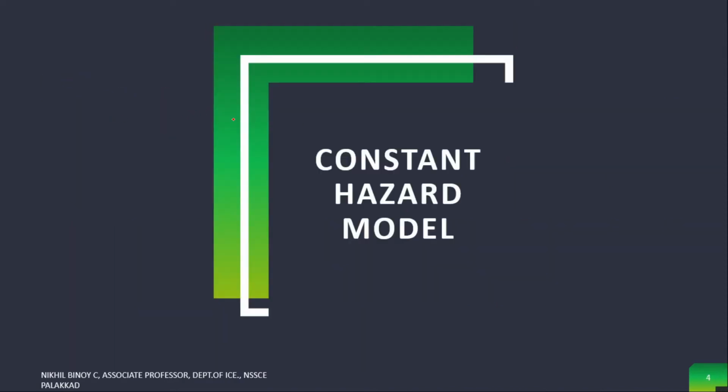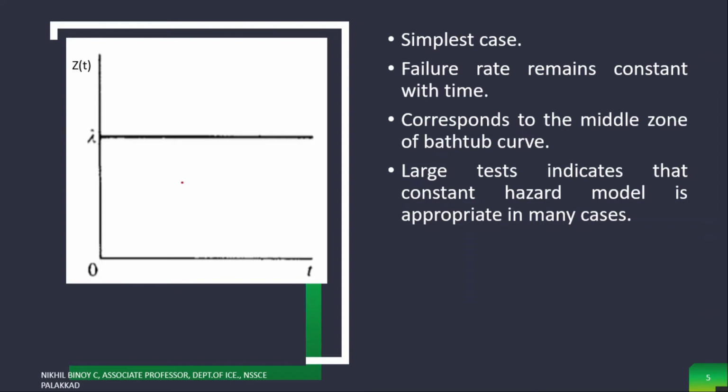Okay, so in last class we discussed the constant hazard model. And what is the constant hazard model? The failure rate is constant with respect to time. If the failure rate is constant with respect to time, then the corresponding model is known as a constant hazard model. And lambda is the parameter of this model. The constant value is denoted as lambda, the constant failure rate.